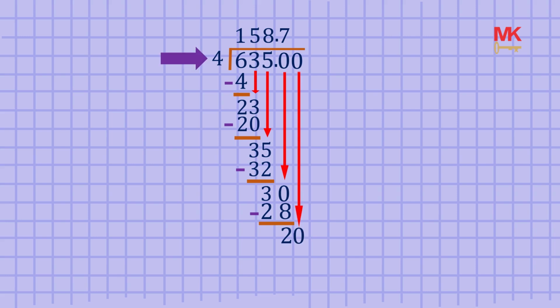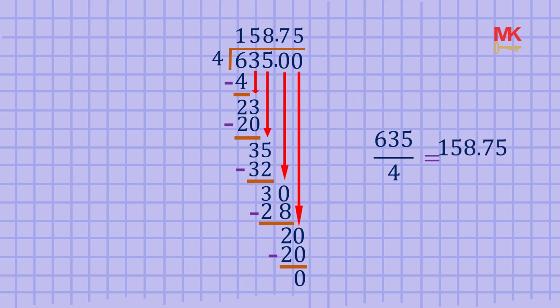4 divides into 20 exactly 5 times, and 5 times 4 is 20. This brings the division to a termination. Hence, 635 divided by 4 is 158.75. And this is exactly how you change any fraction to a decimal. This method works for every fraction.